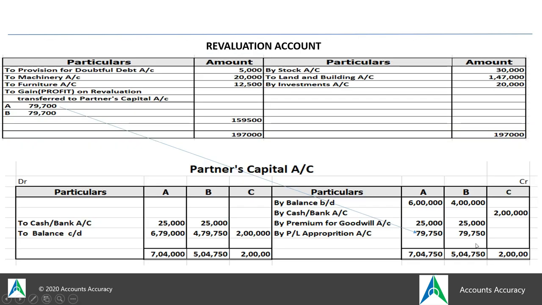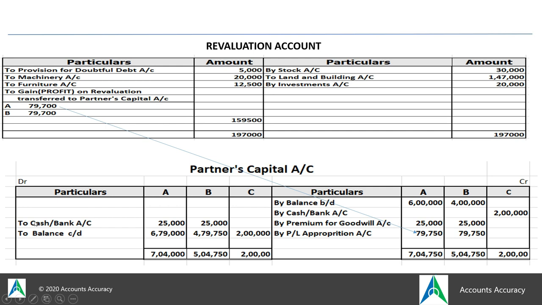So this premium of 50,000 will be divided among A and B as 25,000 each in the sacrificing ratio, and the capital will be 6 lakh and 4 lakh of A and B, which will be shown in the partners capital account. C also brought 2 lakh as capital, that will also be shown in C's column, and this 25,000 will be provided to A and B because this is the premium for goodwill, the 50,000 which was brought in by C the new partner, and this will be divided among A and B in the sacrificing ratio.